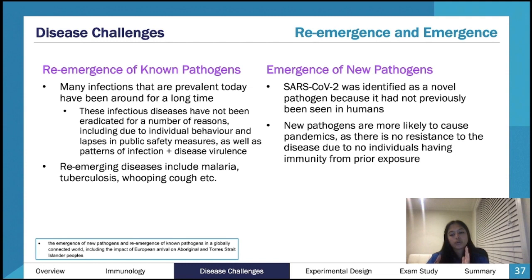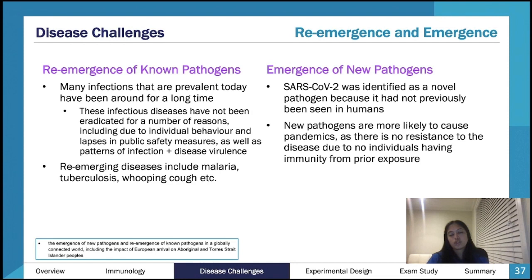That idea of them reemerging is why sometimes you get measles outbreaks, or tuberculosis outbreaks and all those sorts of things. It may be from areas where tuberculosis or malaria is more endemic, and then that idea of bringing them back. The other thing you need to be aware of is emergence of new pathogens.